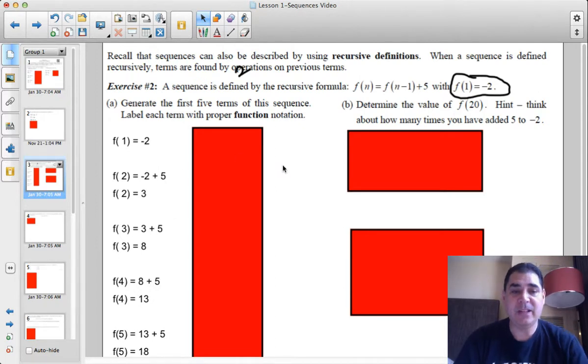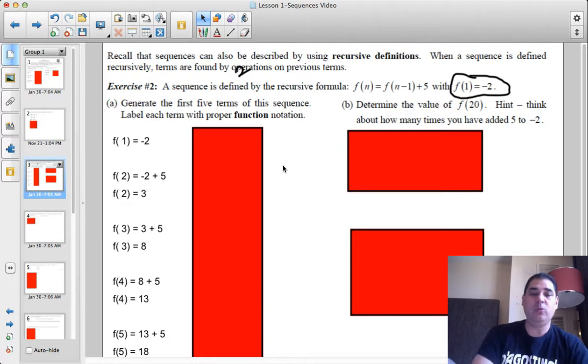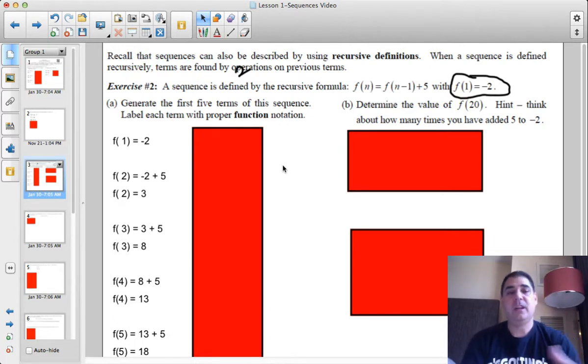You figure out how many times you're going to add the common difference to get to the term that you want, and then you add the initial value to it. It turns out it's always going to be 1 less than the number of terms you want. So if I want to go to 20, I'm going to add 5 nineteen times. Let's see if our idea works out.